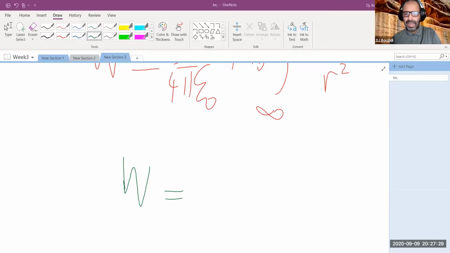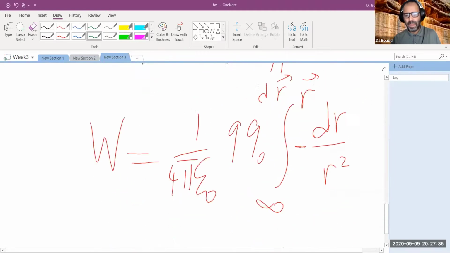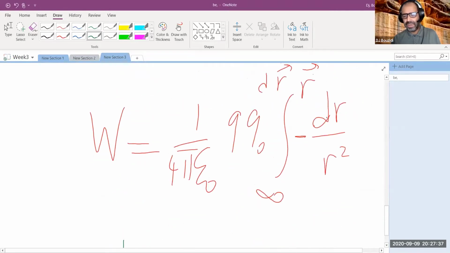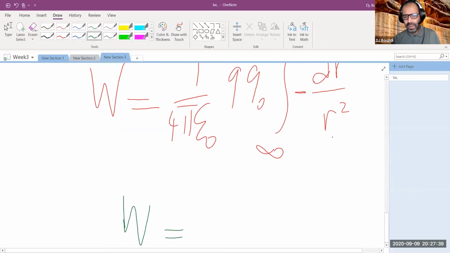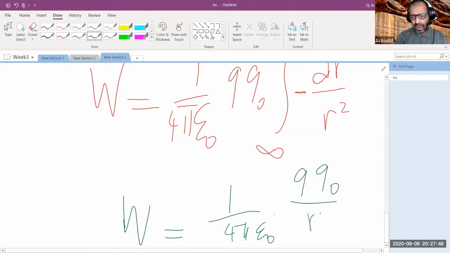So then the negative is consumed in the antiderivative, and the answer is 1 over r. And basically the question then in this case is 1 over 4 pi epsilon naught times the product of the charge q naught divided by r, evaluated between infinity and r, I'm sorry, infinity and the vector r.